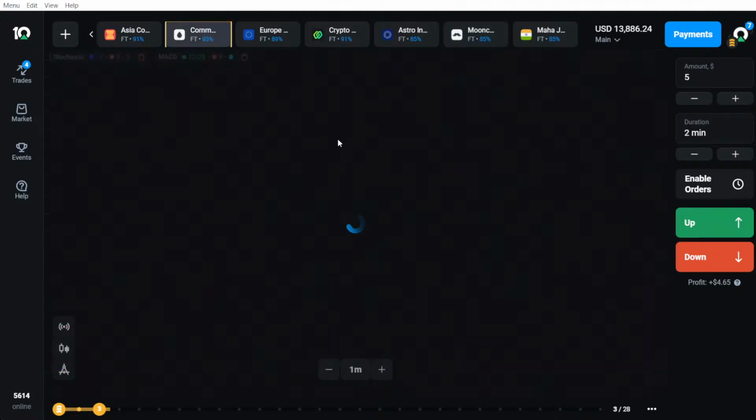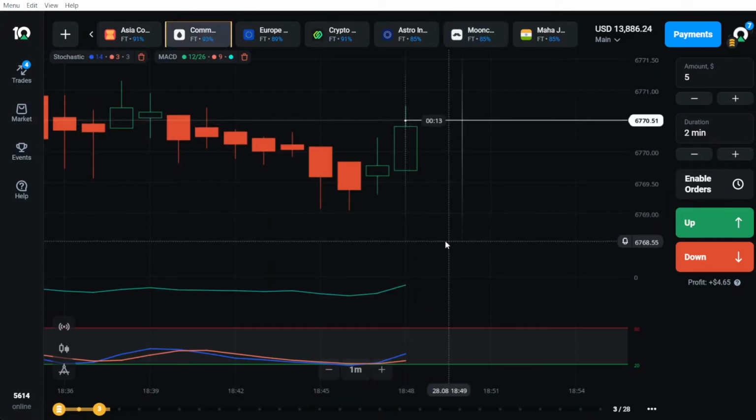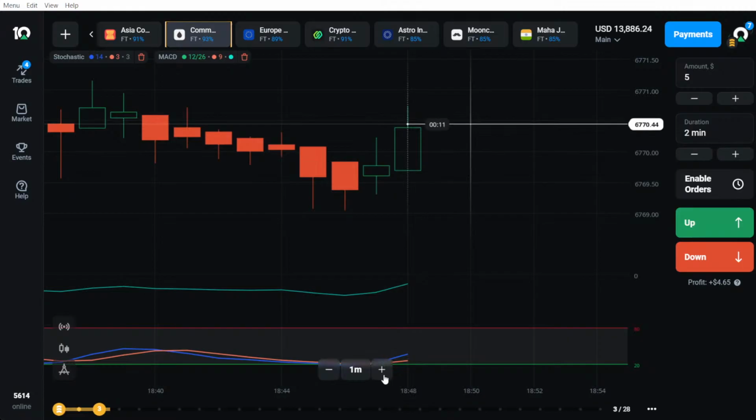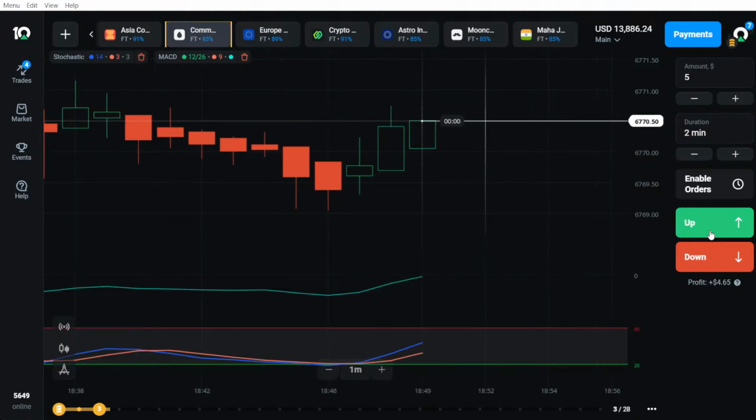Okay, let's look for another signal. Okay, so the first confirmation is there, the second is there, the third one is in the pipeline, so we have to wait, and I believe this signal will be there. So 4, 3, 2, 1, boom.